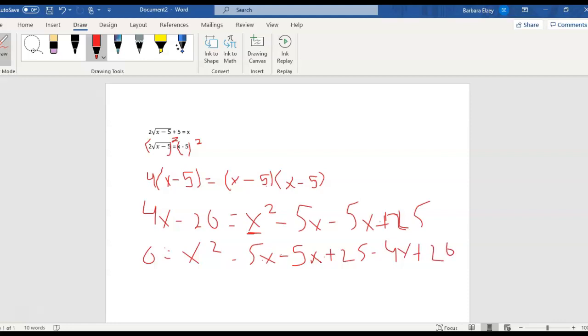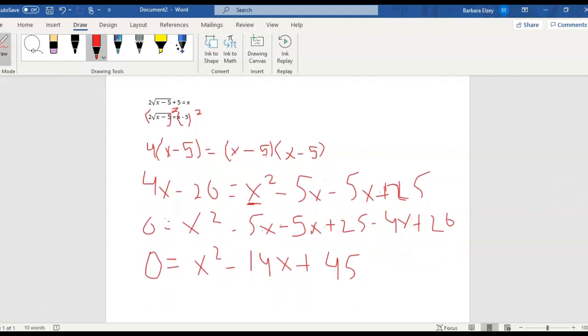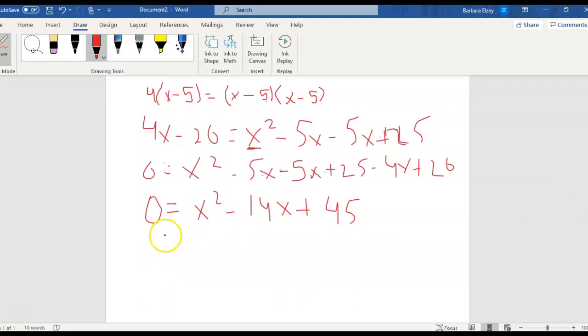Alright, we want to add like terms now, so I still have my x squared, but I can add all my x's together. So negative 5x and negative 5x is negative 10x, and then negative 4x will make it negative 14x, and then 25 plus the 20, I know it looks like a 26 over there, but it's actually a 20. 25 plus 20 will be 45. And now I need to factor that right side.